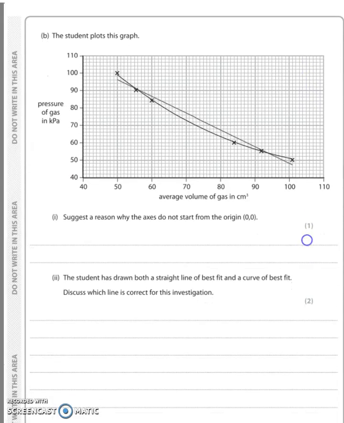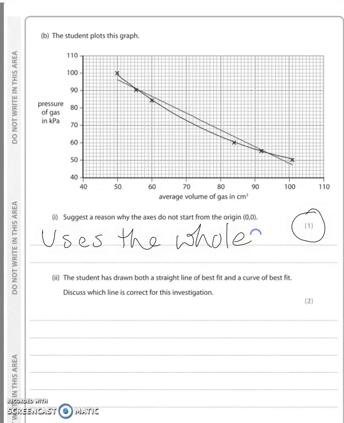So they've plotted the graph for you, and they've done 2 lines of best fit, or 1 line and 1 curve. Suggest a reason why the axes do not start from the origin, and it's for 1 mark. So your standard answer there, if it's not started from the origin, is because you are trying to make the graph as big as possible. You are trying to use as much of the grid as you can. So it's just to make the graph more sensitive, more easy to read by increasing your scales. So you could go for uses the whole grid, increases the scales, something like that.